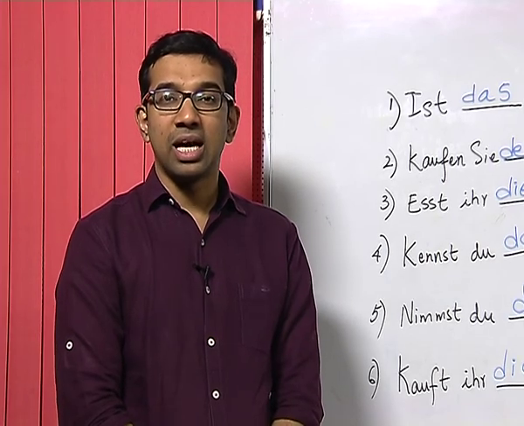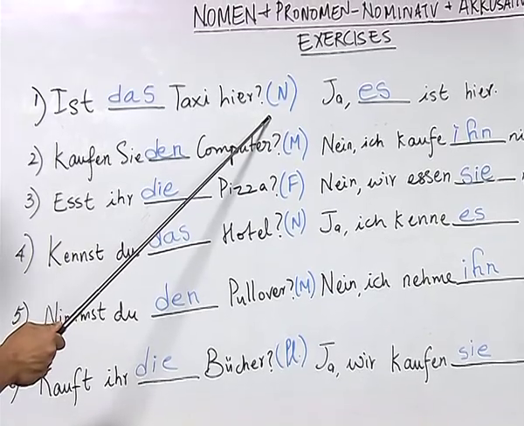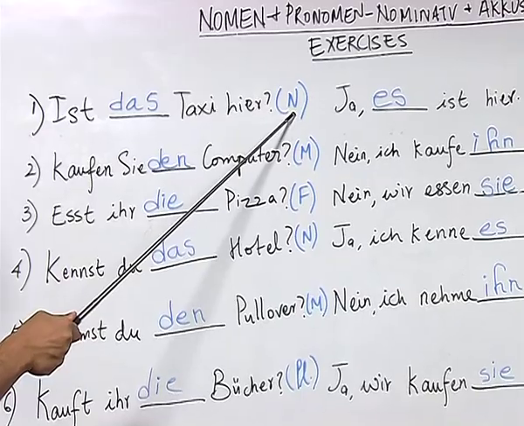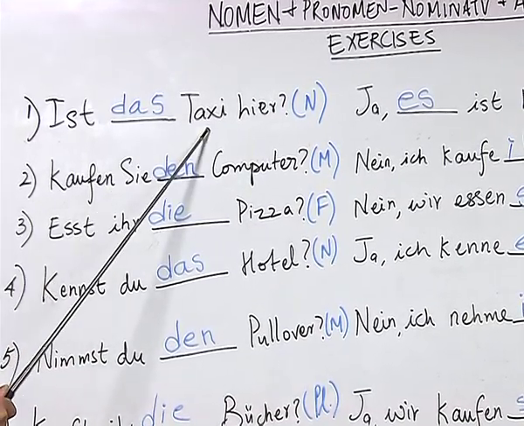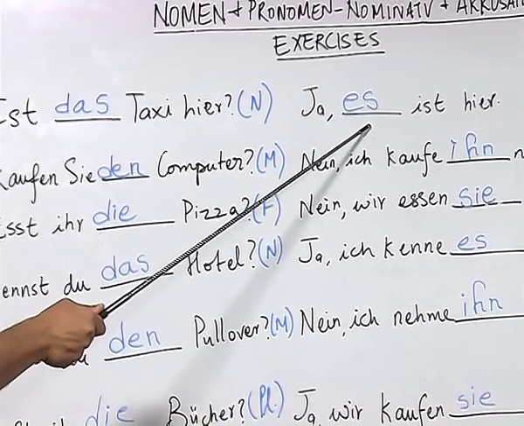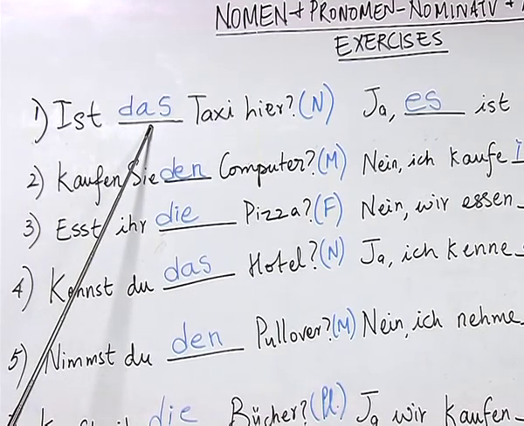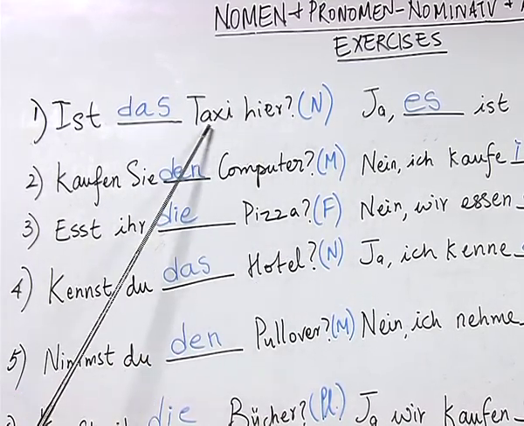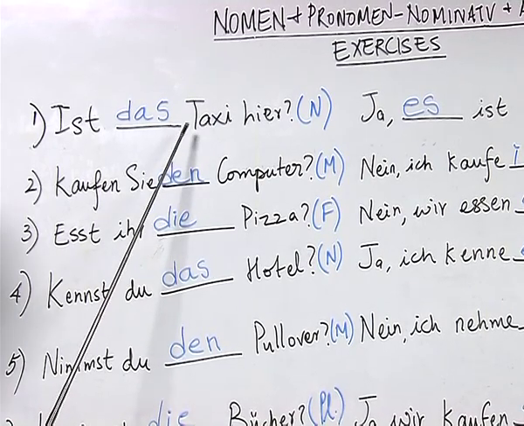Now let us look at the answers given by the student. Ist das Taxi hier? Ja, es ist hier. As you can see, the student, by distinguishing that N requires neutral gender, has written the correct article das for the noun taxi and also wrote the correct pronoun es here. As you know, here both the noun as well as the pronoun are in nominative case. The answer given by the student therefore is correct.